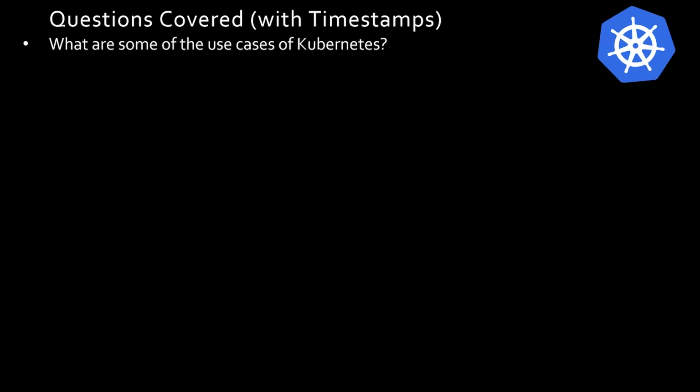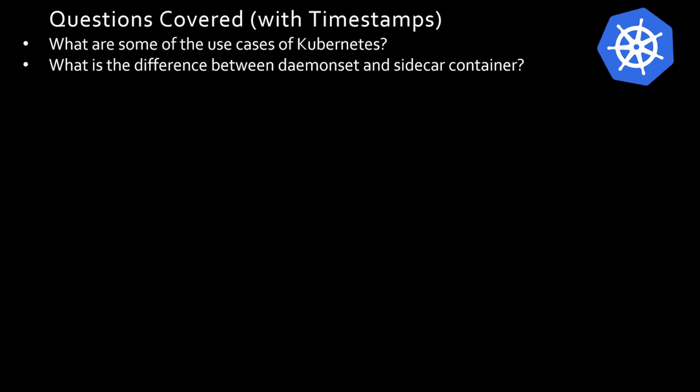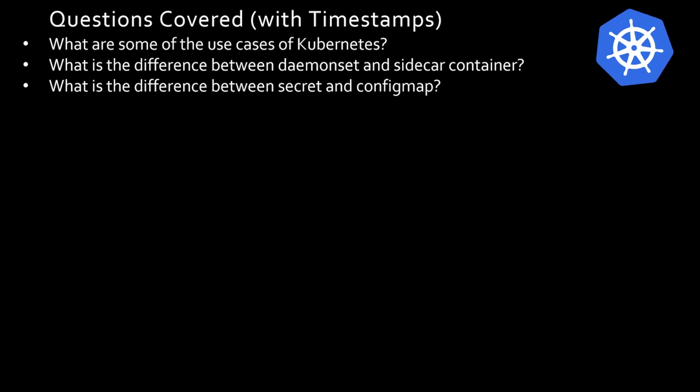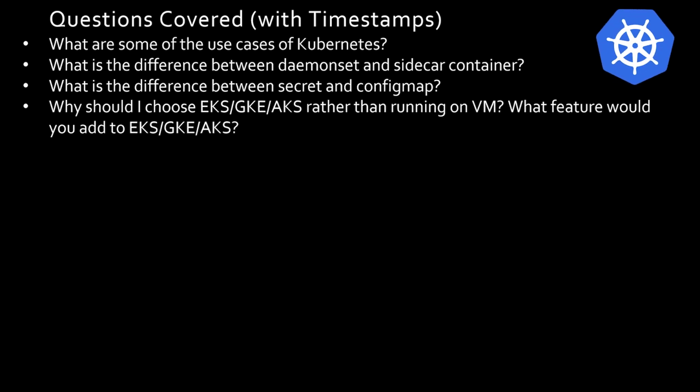Interview questions we are covering in this video are: what are some of the use cases of Kubernetes? What is the difference between Daemonset and Sidecar container? What is the difference between secret and config map? Why should I choose EKS, GKE, AKS rather than running self-managed Kubernetes on virtual machine? What feature would you add to these cloud-provided Kubernetes services?